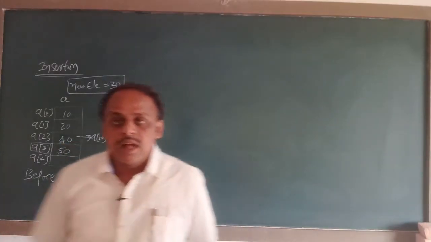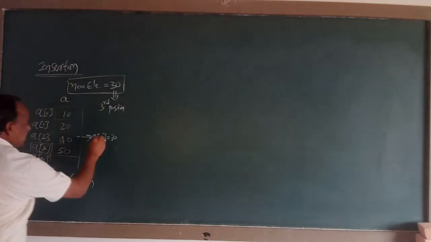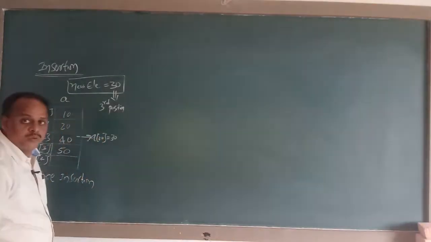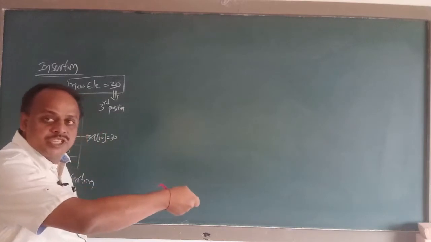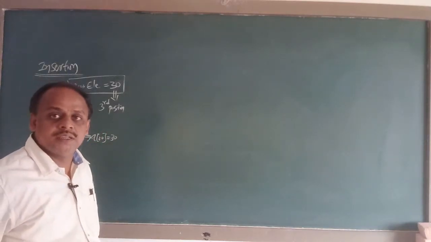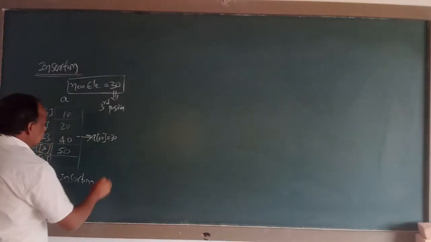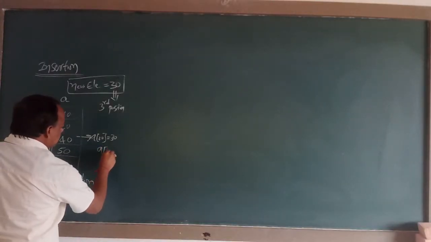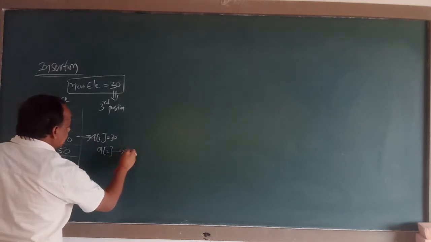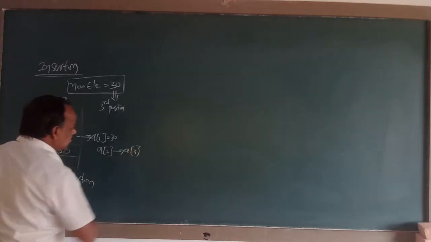Here the asked position is A of 2. What we have to do now is move the elements from the asked position to the last position into the higher order. What is there in A of 2 is placed in A of 3, right?